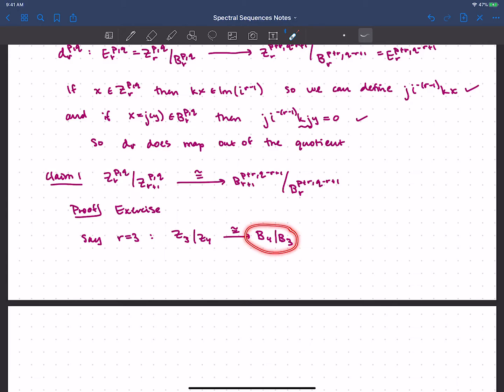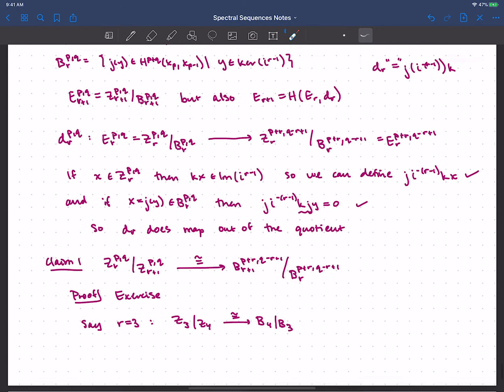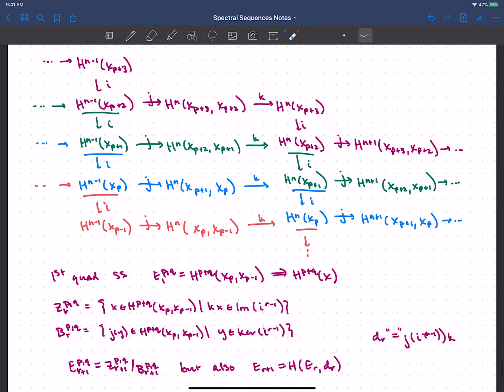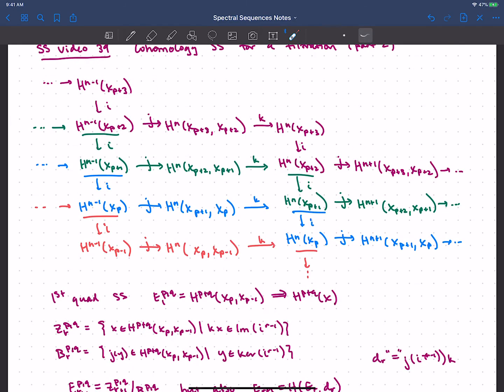Now I want to compare that to B4 mod B3. So let's go back up here. What is B4? Well, B4 is things where I have j of y in the homology of the filtration quotient such that that y is in the kernel of doing i r minus 1 times. So notice, by the way, that those B's, I didn't write them the second time, but they should have those shifted p's and q's. So maybe let me think about something here.